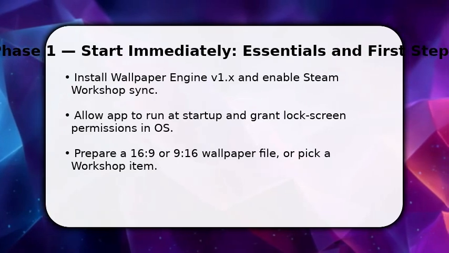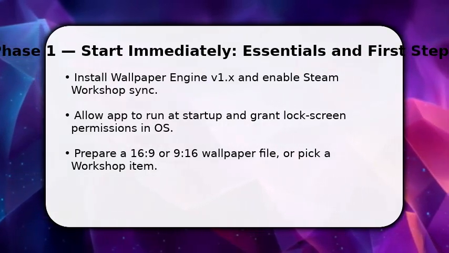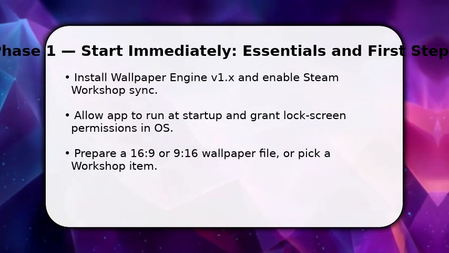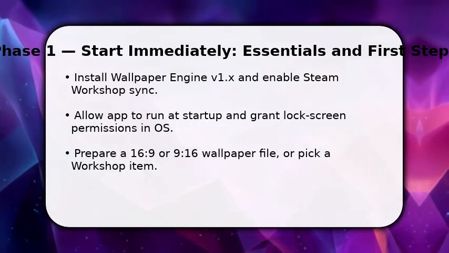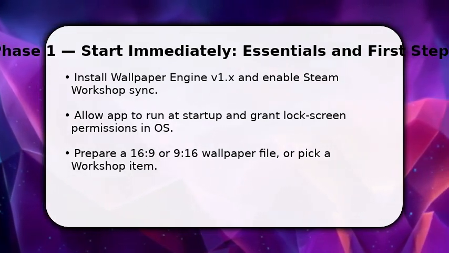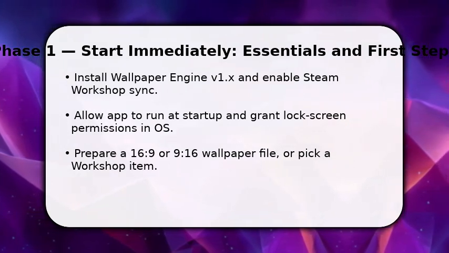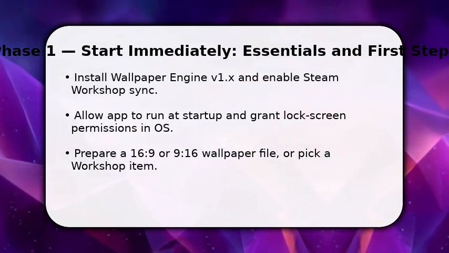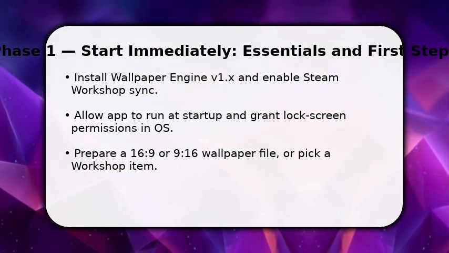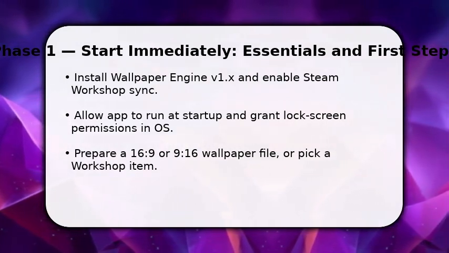You begin by confirming Wallpaper Engine is installed and allowed to control the lock screen. This is essential. Open Wallpaper Engine, sign into Steam if needed, and enable Workshop Sync. Once done, grant lock screen permissions in Windows settings or your OS equivalent so the app can apply images. You should also choose a compatible wallpaper: 16:9 for desktop, 9:16 for portrait phones, or a dynamic Workshop item.